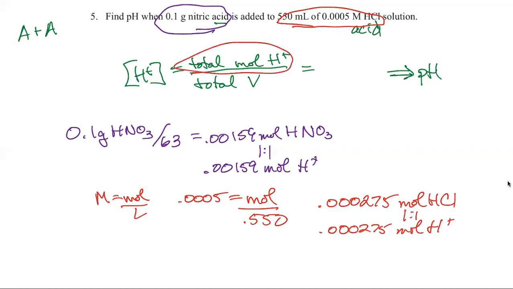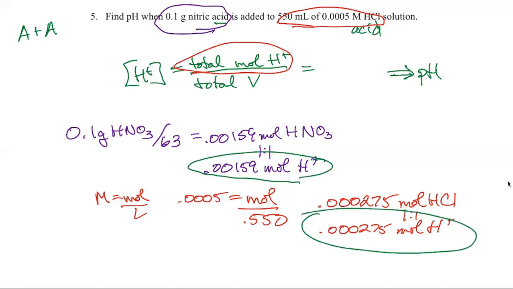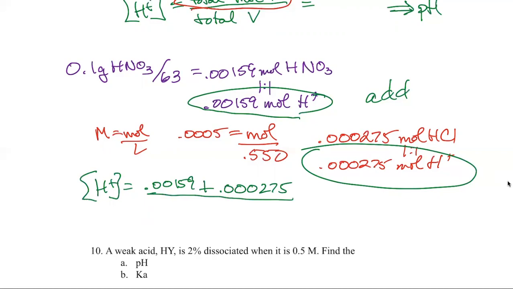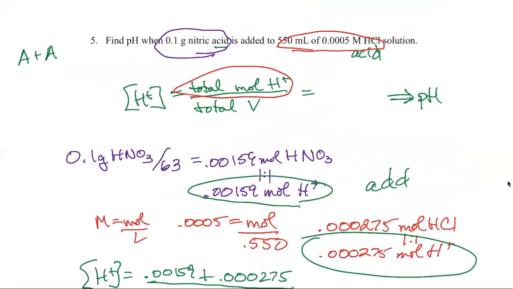Now, I'm ready to do the total moles of H plus. So to do the total moles of H plus, I'm going to add this number and this number. And I'm going to put that over the total liters. This one had a volume of 0.55 liters.